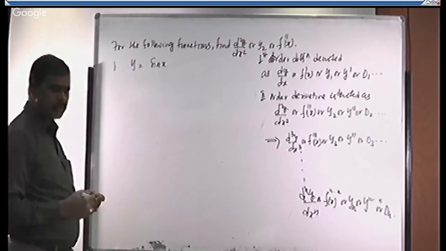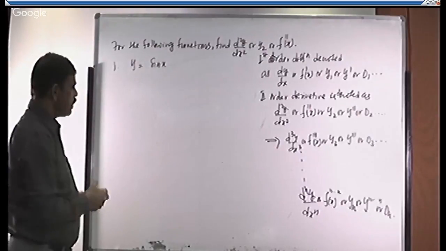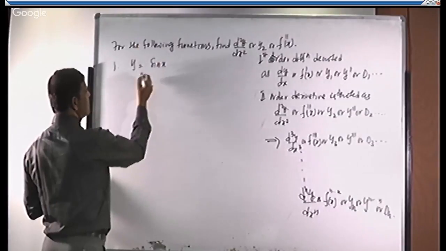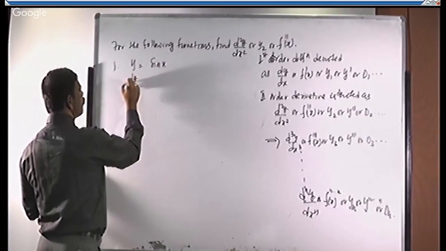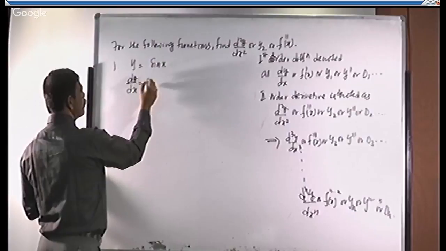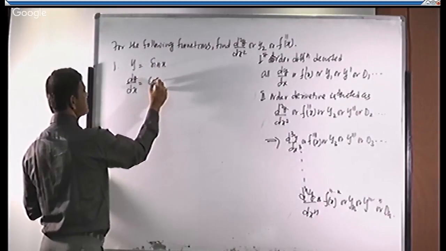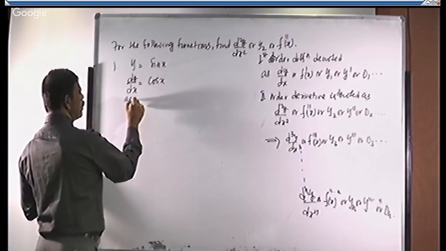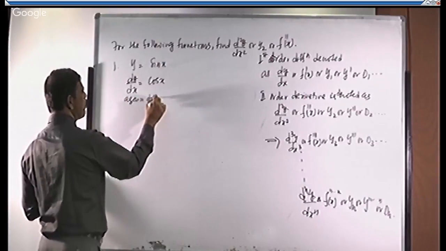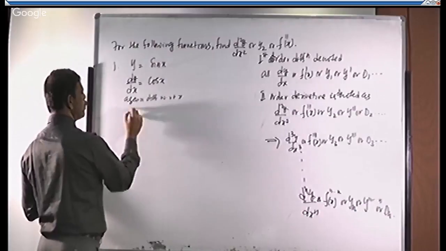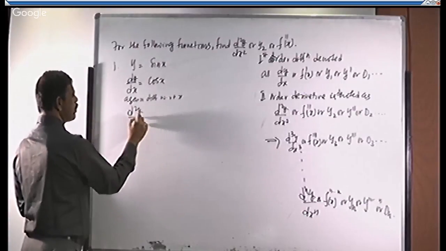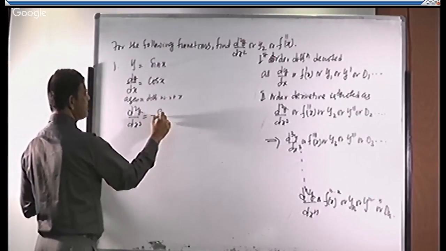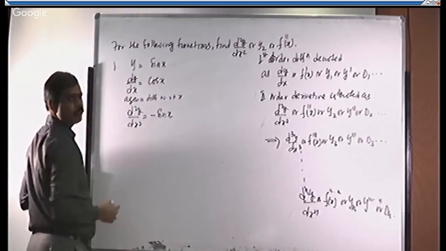Y is equal to sin x. As we know that y is a function of x, it is having differentiation. If you differentiate it, what you will get? dy by dx. Differentiation of sin x is cos x. If it is again differentiated with respect to x, you will get what? d square y by dx square, and differentiation of cos x is what? It is minus sin x.